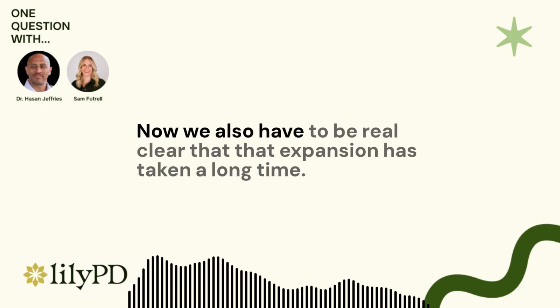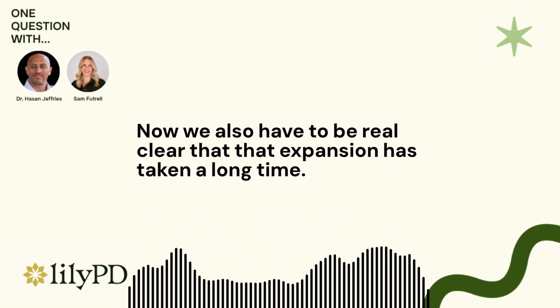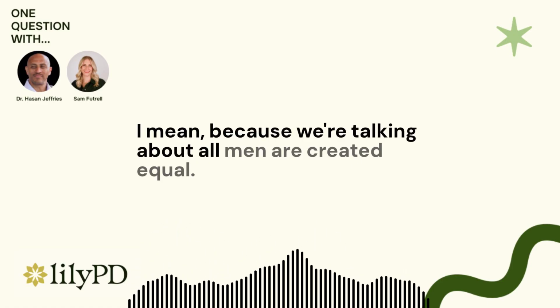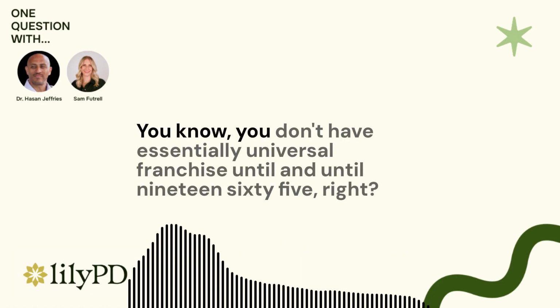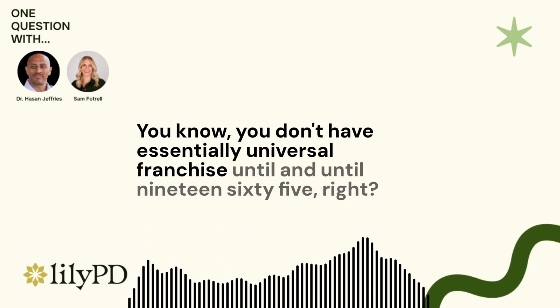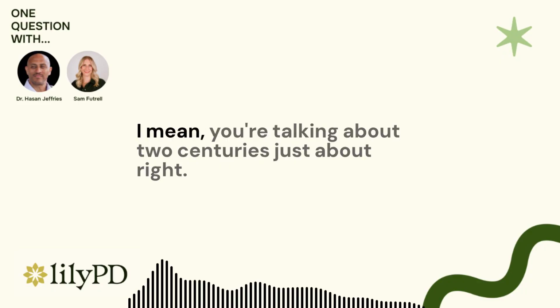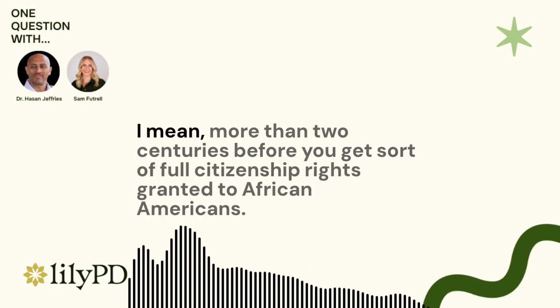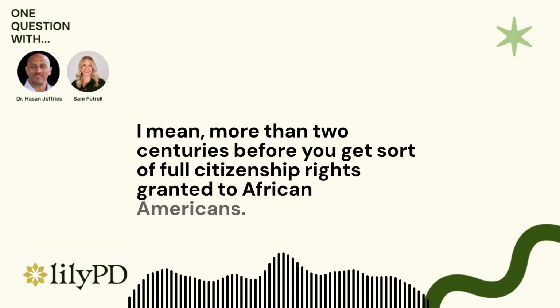Now, we also have to be real clear that that expansion has taken a long time. I mean, because we're talking about all men are created equal. Okay, that's 1776. You don't have essentially universal franchise until 1965, right? With the passage of the Voting Rights Act. I mean, you're talking about 2 centuries just about, right? I mean, more than 2 centuries before you get sort of full citizenship rights granted to African Americans.